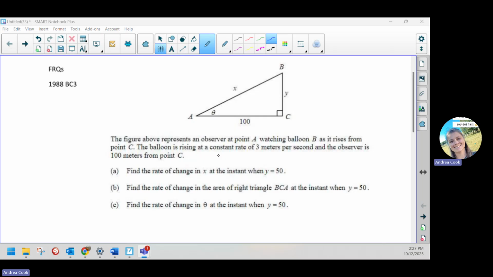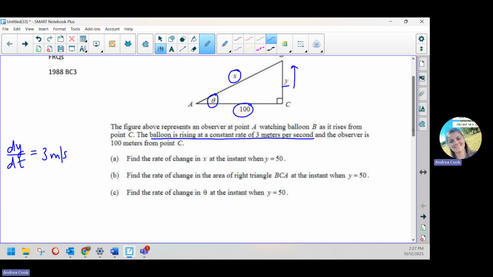So they give us in the problem that the balloon is rising at a constant rate of 3 meters per second. So that means that here's the balloon going up. So that's y. So dy over dt is equal to 3 meters per second. For A, and this 100 is a constant, it doesn't change, so we can label it as 100. If this is rising, x is changing, and theta is also changing. So that's why those are labeled with variables.